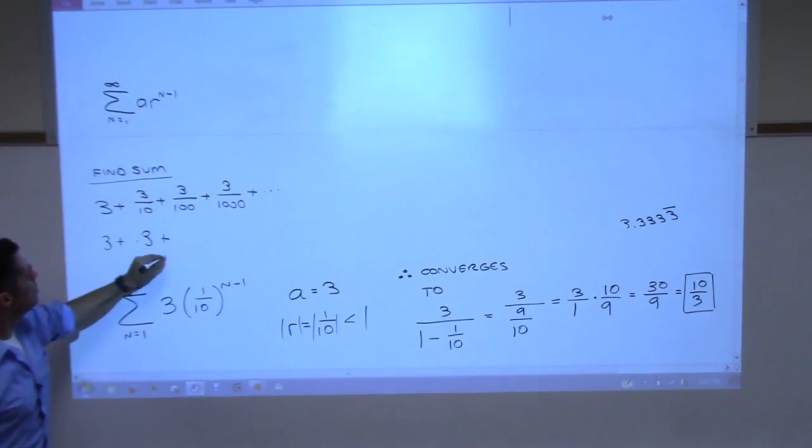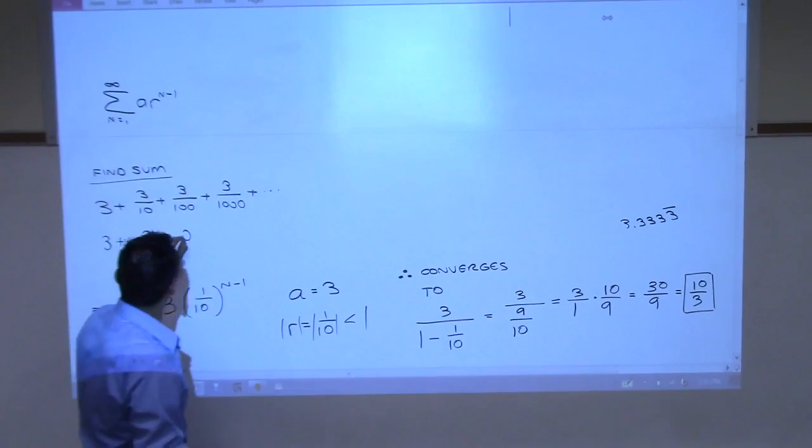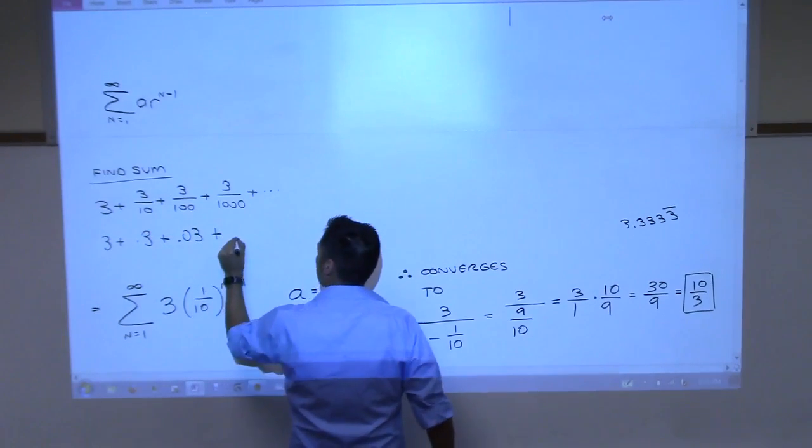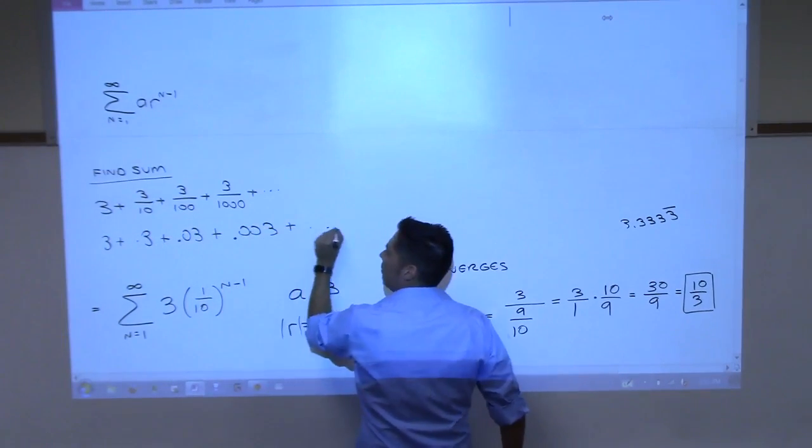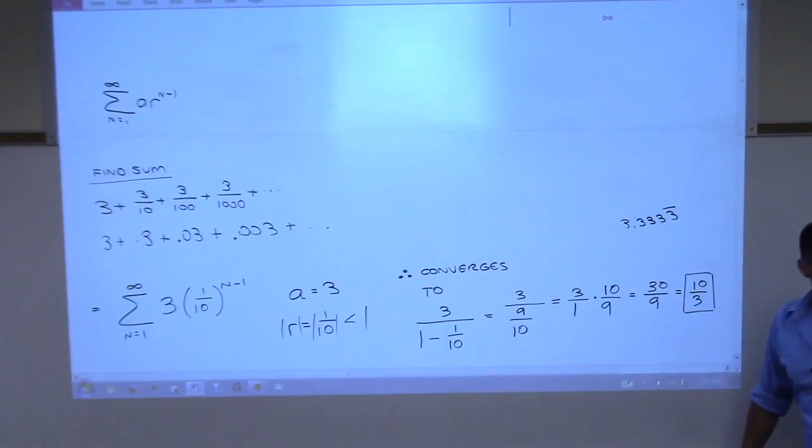0.3 plus, that's 3/100ths. That's 0.03 plus 3,000, 0.003, right? Forever? Isn't that just 3.33333? Yeah? Okay.